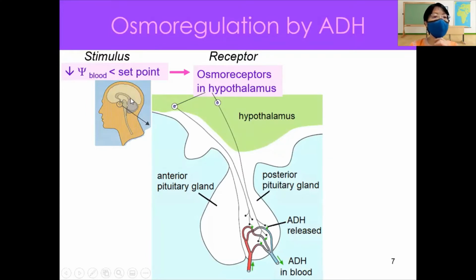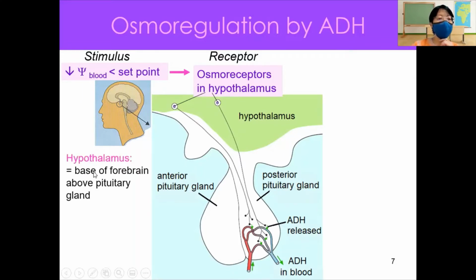So the hypothalamus is located at the base of the forebrain, at the base here, this region here, which is above this pea-shaped gland. This pea-shaped gland is right above our ear, inside there is the pea-shaped gland. So the hypothalamus is located at the base of our forebrain and above the pea-shaped gland called the pituitary gland.